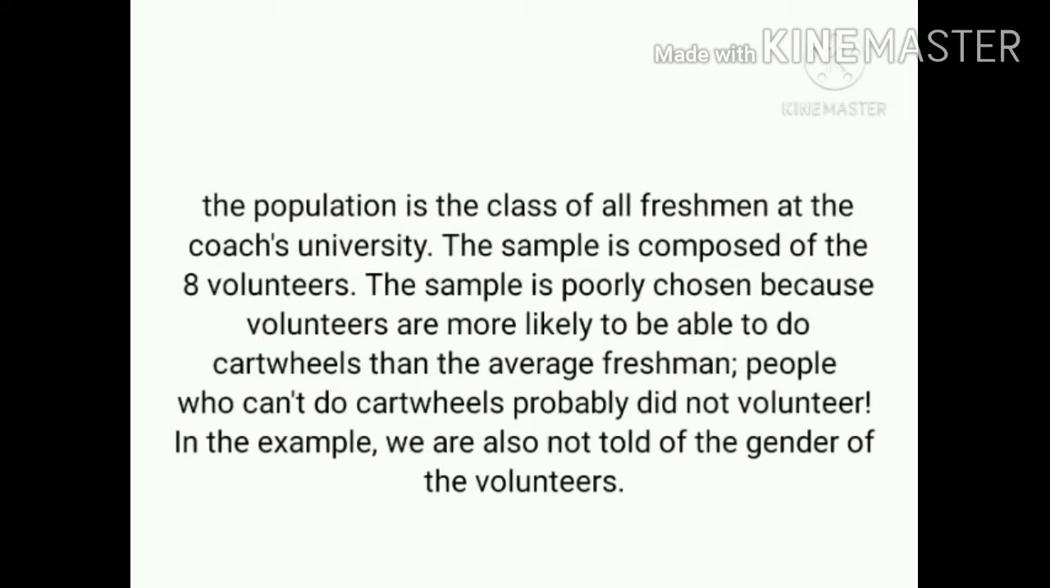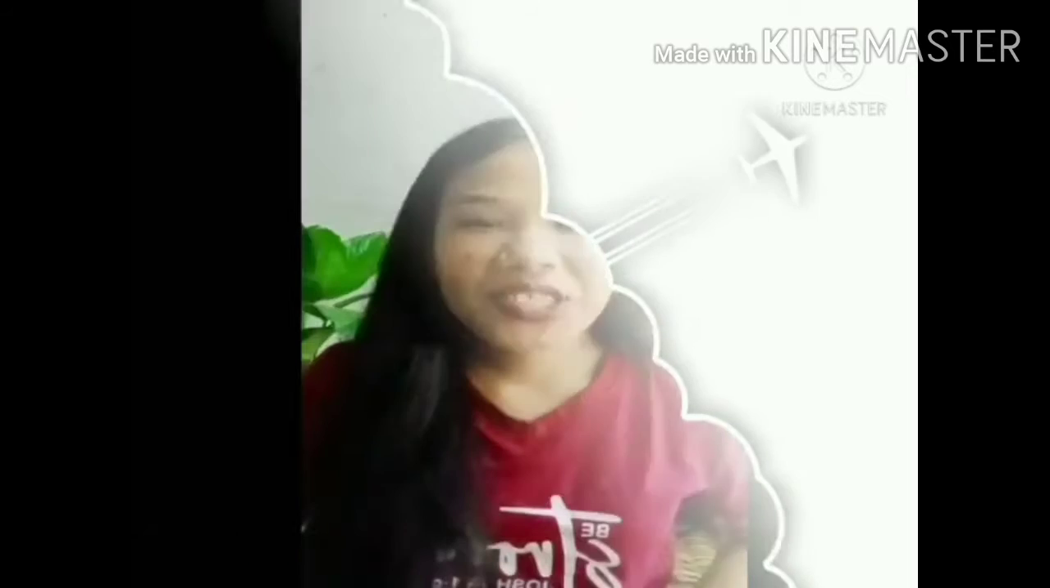The sample is poorly chosen because volunteers are more likely to be able to do cartwheels than the average freshman. People who cannot do cartwheels probably did not volunteer. In the example, we are also not told the gender of the volunteers. Inferential statistics provide a way of going from a sample to a population.